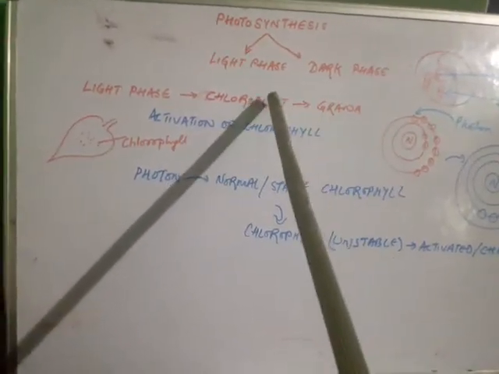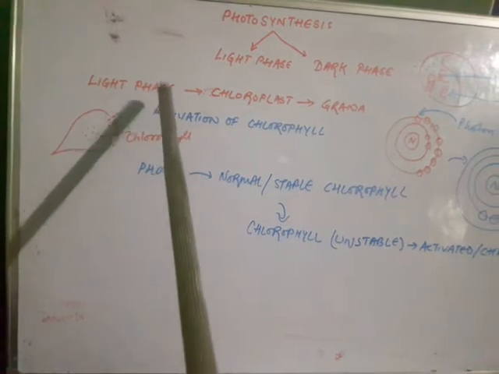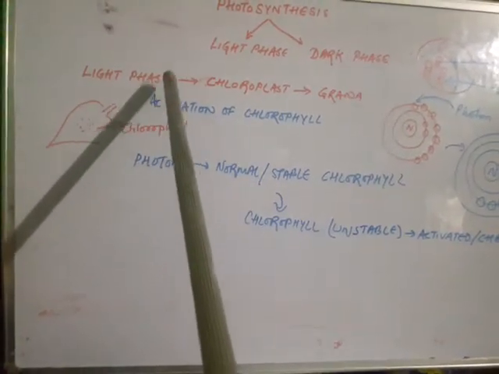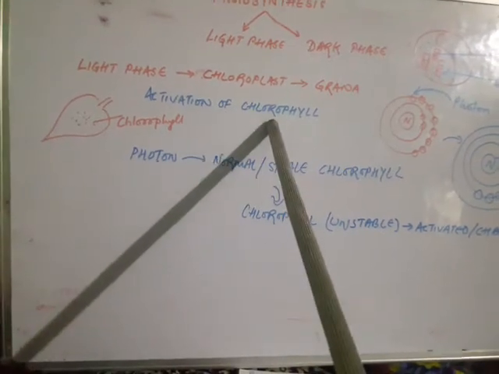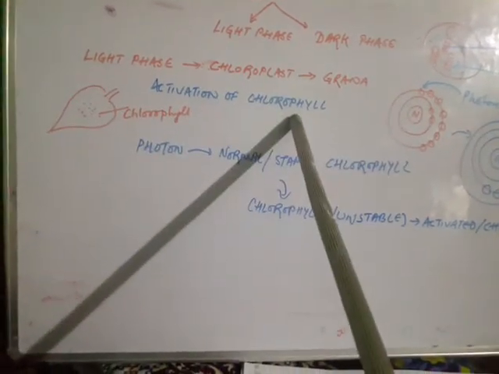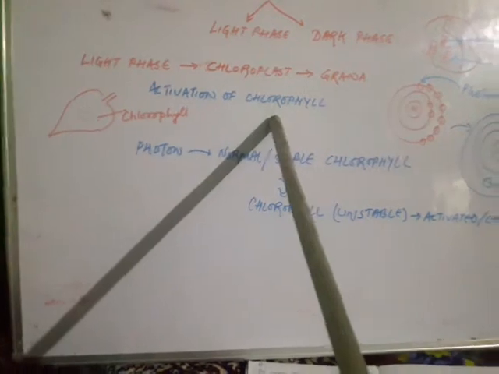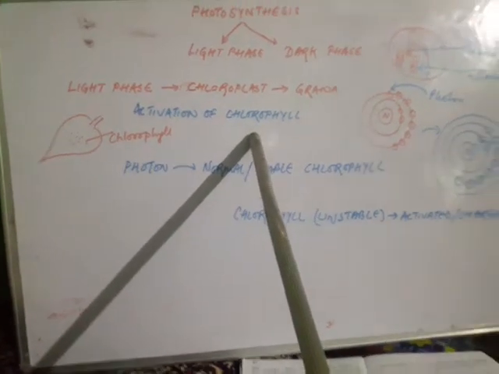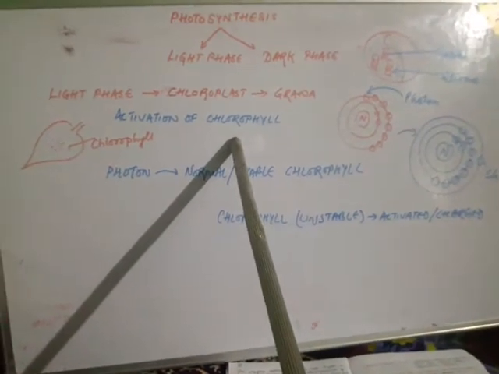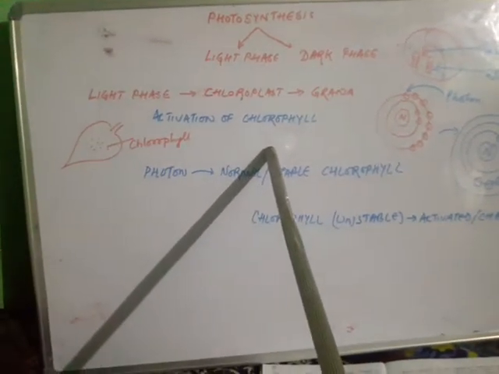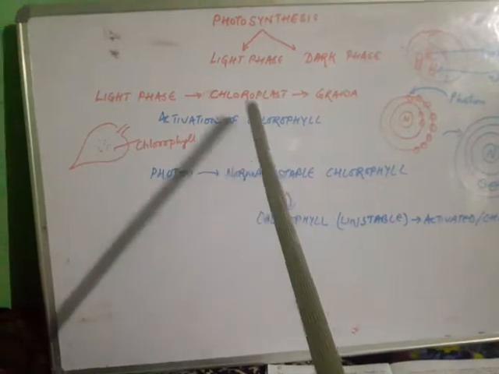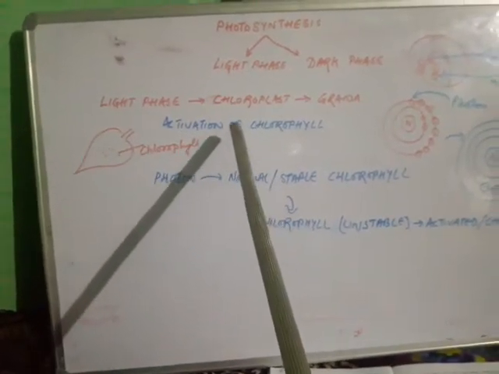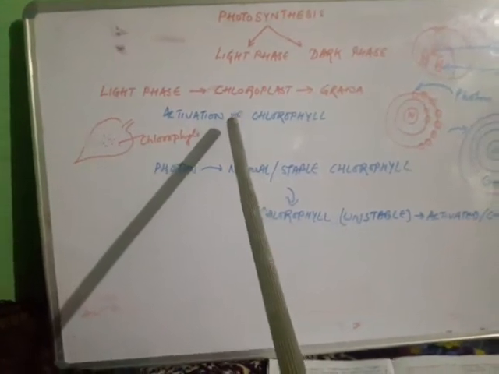Now this light phase takes place in different steps, a step by step process. The first step is activation of chlorophyll. First of all, activation of chlorophyll. As you know, solar energy consists of highly energized photon particles. I think you have seen this in the previous videos. Photon particles are highly charged, highly energized particles.